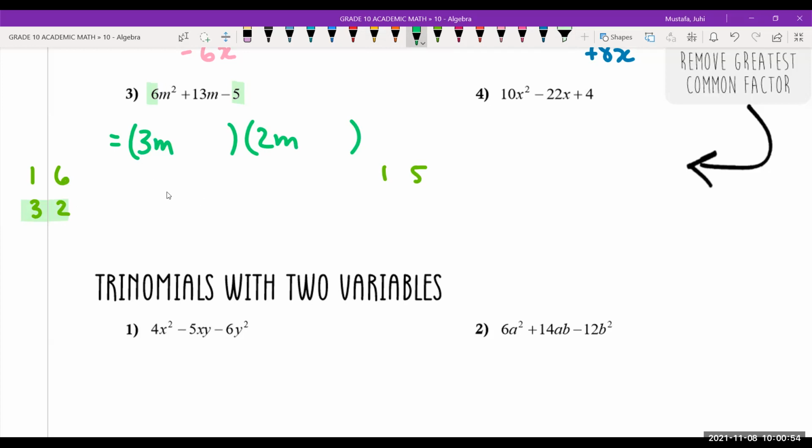Does it matter what order the first number is going? It doesn't. If you wanted to put a 2m and a 3m here, you could have. For some reason, I always like to put the bigger number first and then the second number. It just makes a little bit more sense to me.